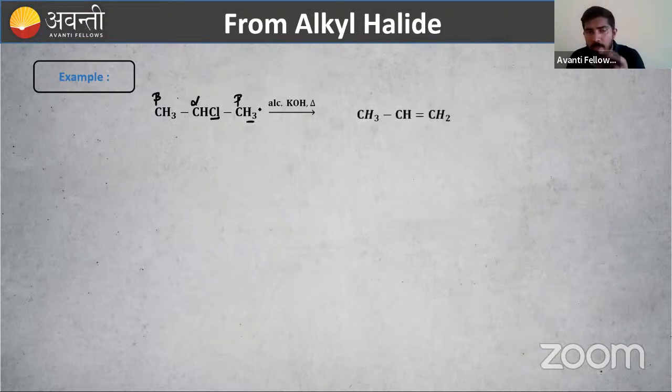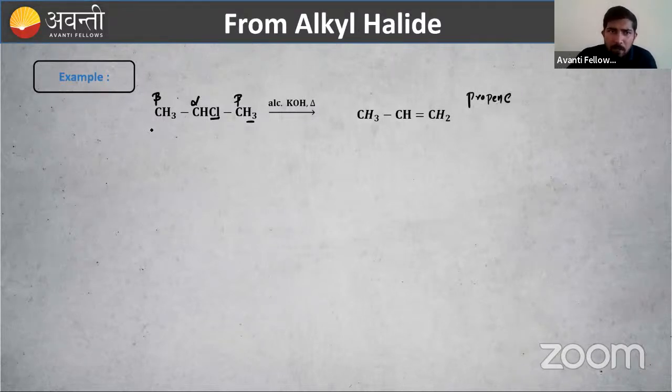Then what will be formed? CH3, CH, double bond, CH2. What is that? That is our propene, right? So propene, an alkene, is formed here. Suppose I am removing hydrogen from this carbon. Then what will be formed? Then also propene, right? So we are getting the same product, whether we are removing this hydrogen or this hydrogen, that is our propene, right?